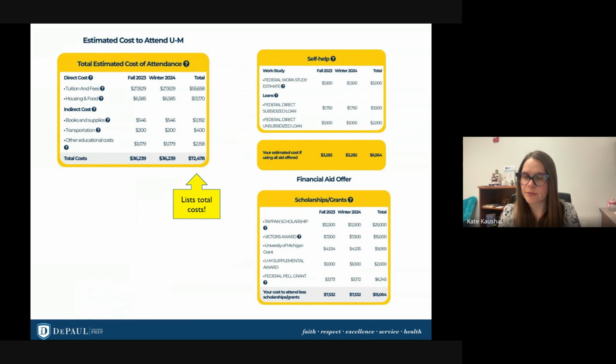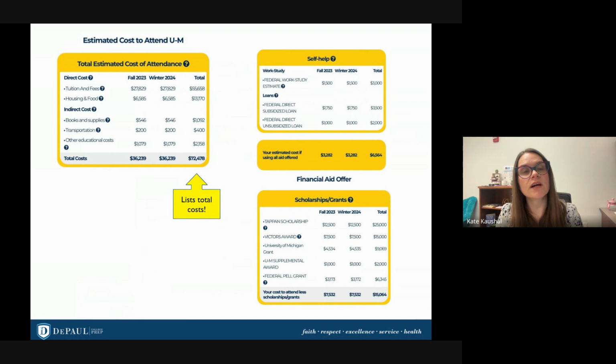Often state flagships are known to not have a lot of extra scholarship money lying around, either because they don't have endowments and they rely more on the state. So that's something to keep in mind as well, that if your student was maybe going to University of Kansas, the base tuition is going to be a lot lower versus University of Michigan.